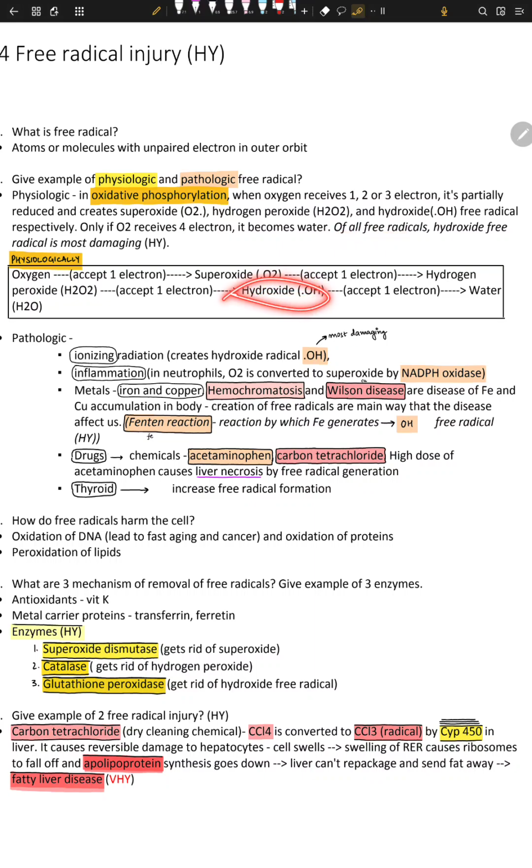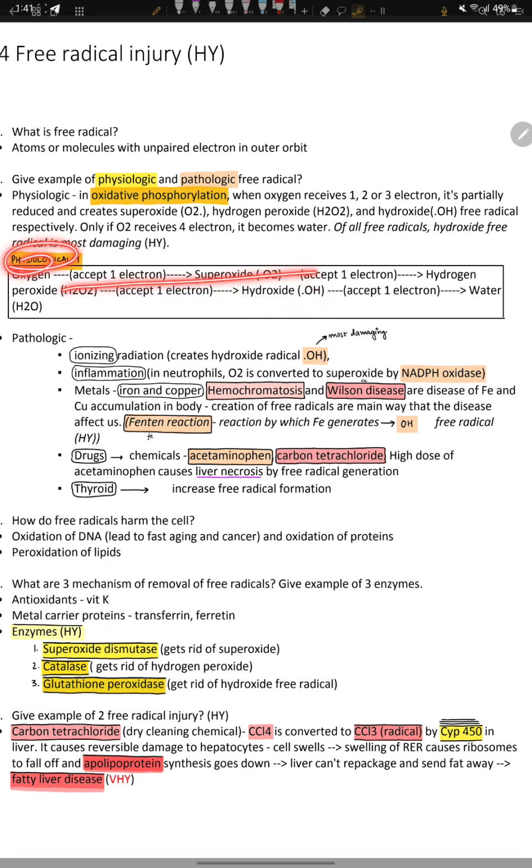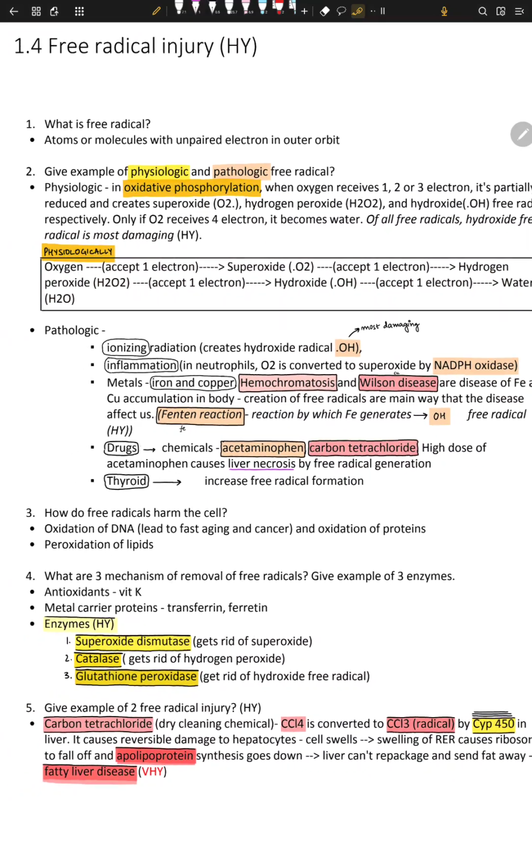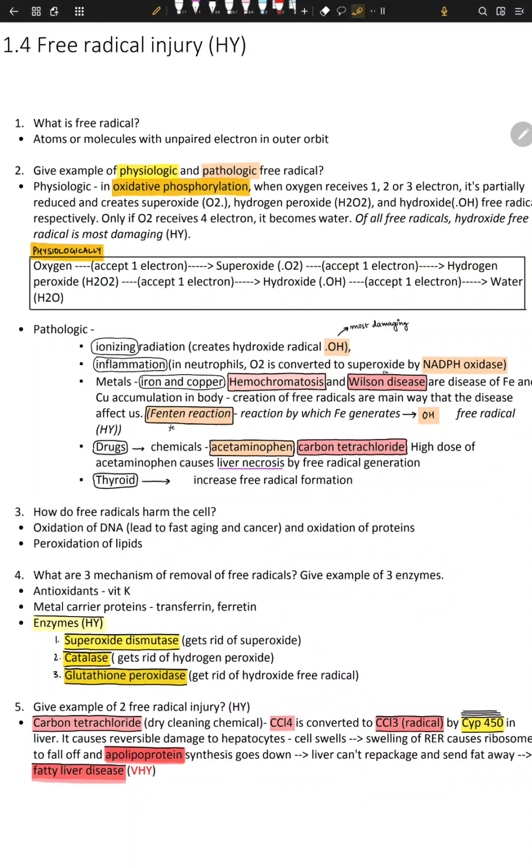So we must know some way. If our body is making these free radicals physiologically, it means our body is making something that can render them completely inactive. So this was physiological. Pathologically, ionizing radiation creates hydroxyl OH. Ionizing radiation means radiation from some radioactive material like uranium.